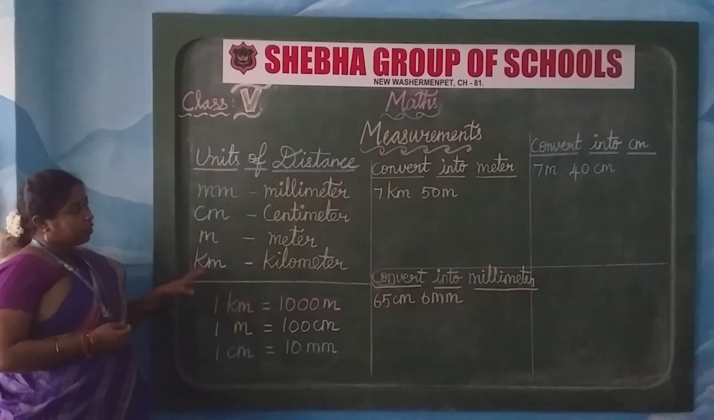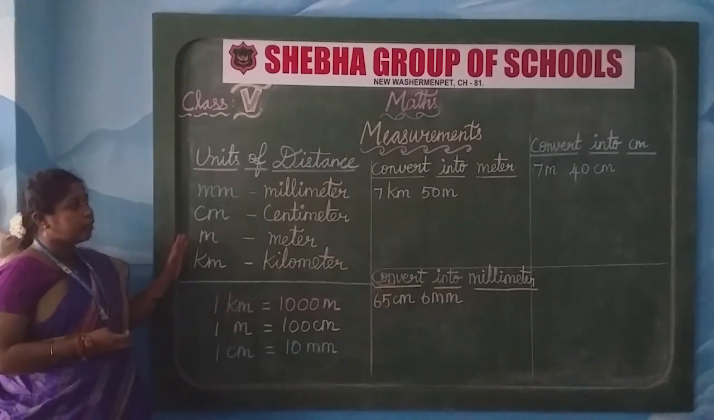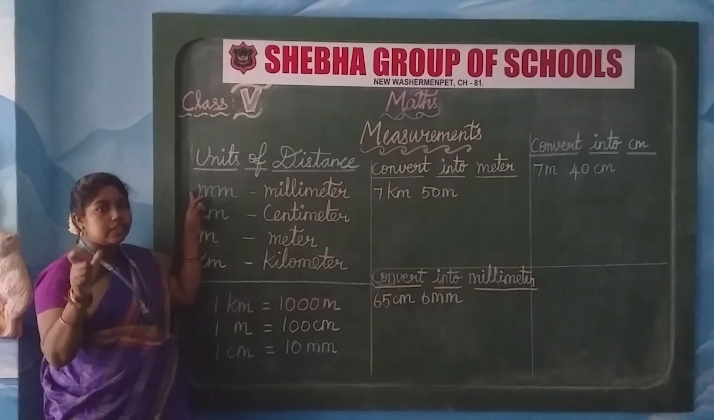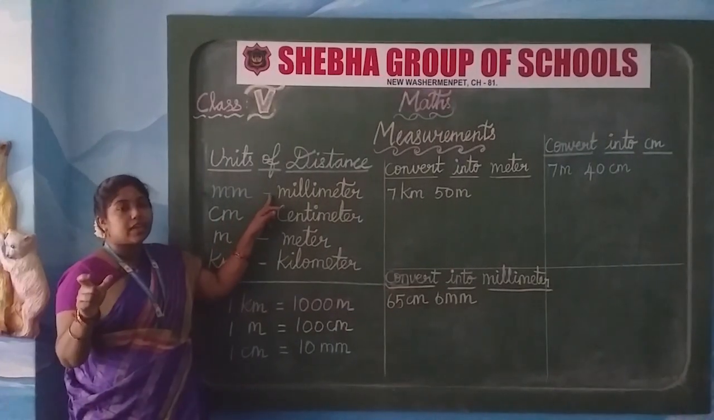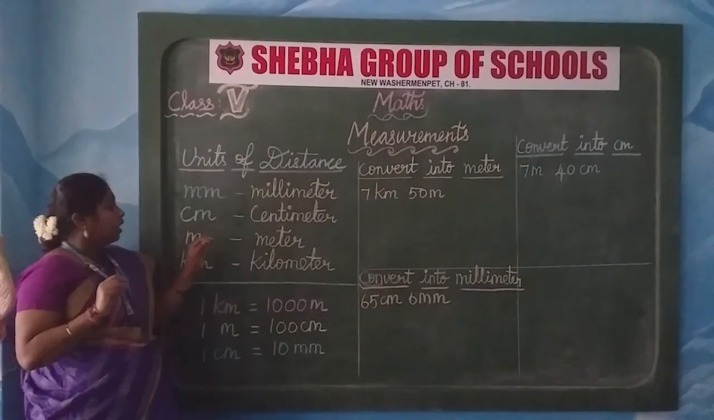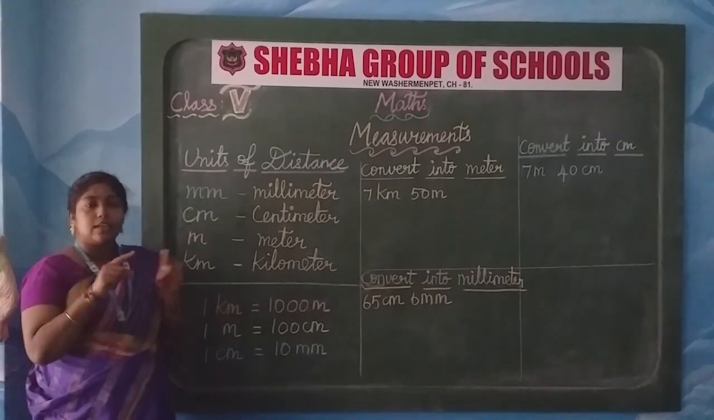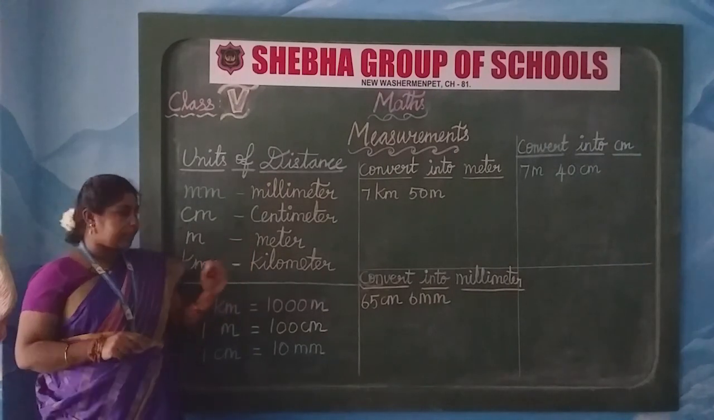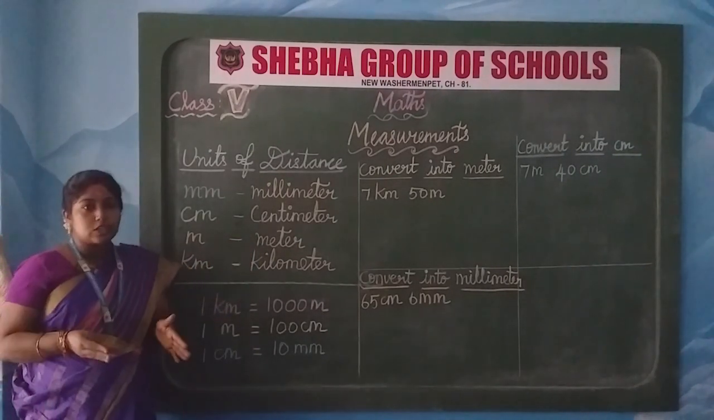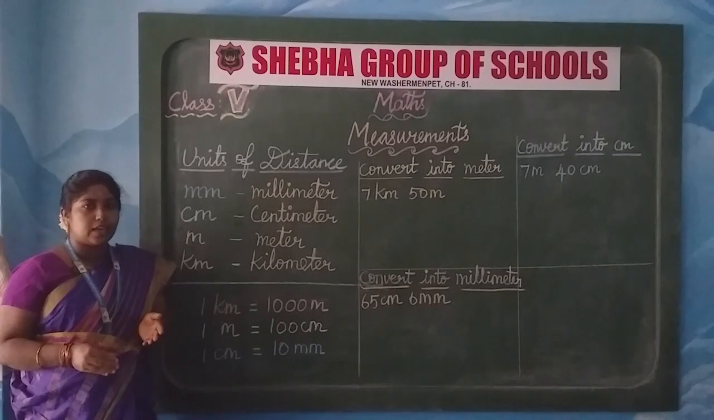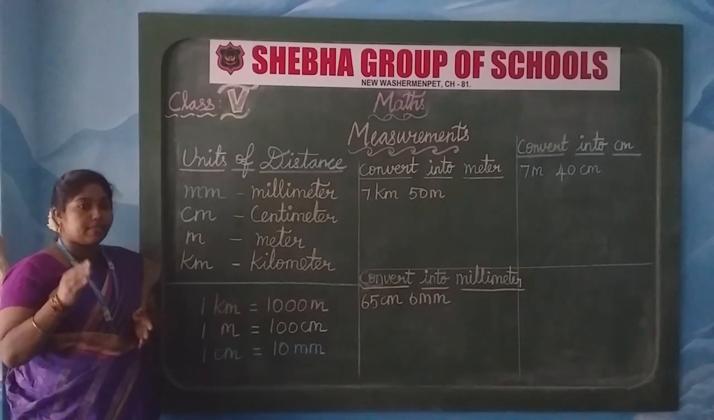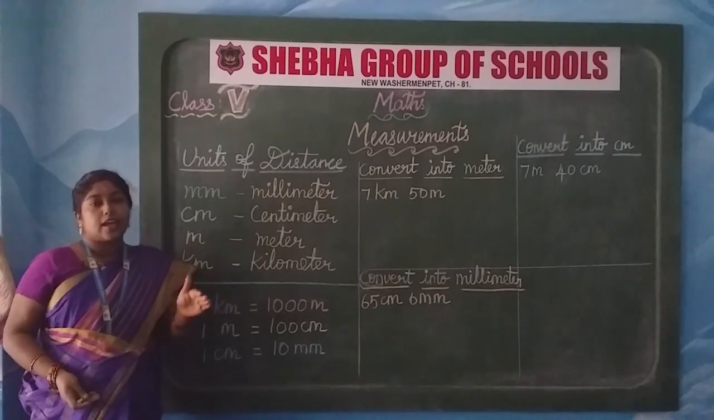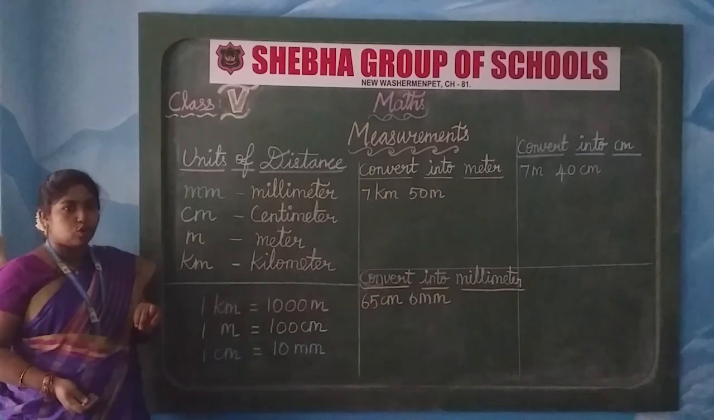Children, I will give some examples for these units of distance. First, the length of an eraser is measured in millimeters. We can say 14 mm. Centimeter: the length of AB in a square is 5 centimeters. Meter: in a sports event, students participate in a 400 meter running race. Kilometer: the distance between Chennai and Kanchipuram is 250 kilometers.